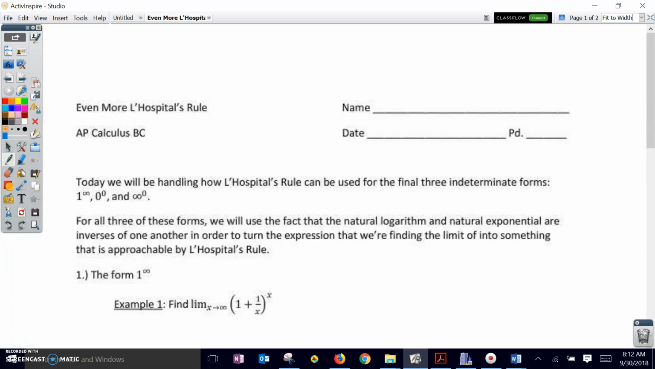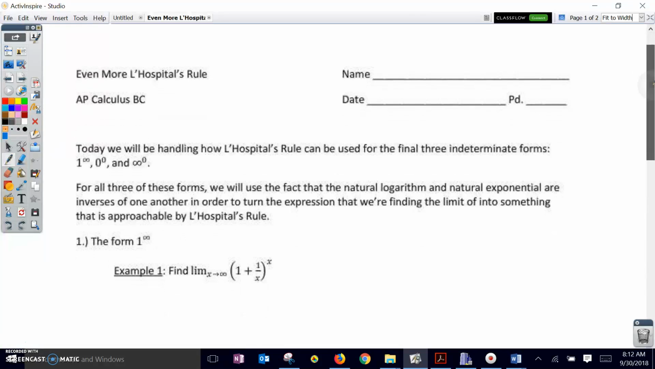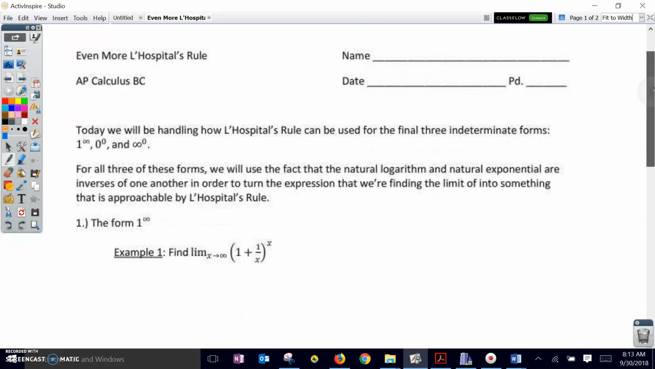Alright, welcome back everybody. In this video we're going to look at our final three indeterminate forms and how we're going to use L'Hopital's rule to find the values of these. And these are limits that when we try to evaluate the limit, they end up either in the form 1, something approaching 1 to something approaching infinity, or something approaching 0 to something approaching 0, or something approaching infinity raised to something approaching 0. And we're going to handle all three of these in pretty much the same way, utilizing the fact that the natural logarithm and the natural exponential are inverses of one another.